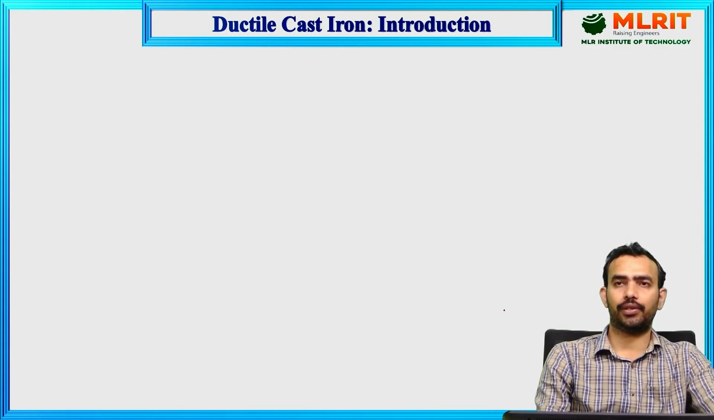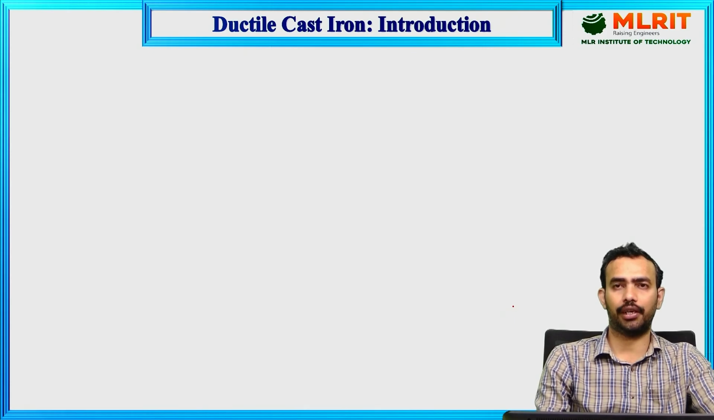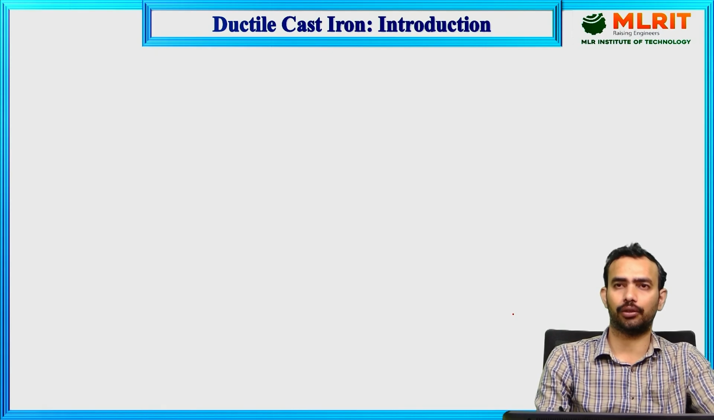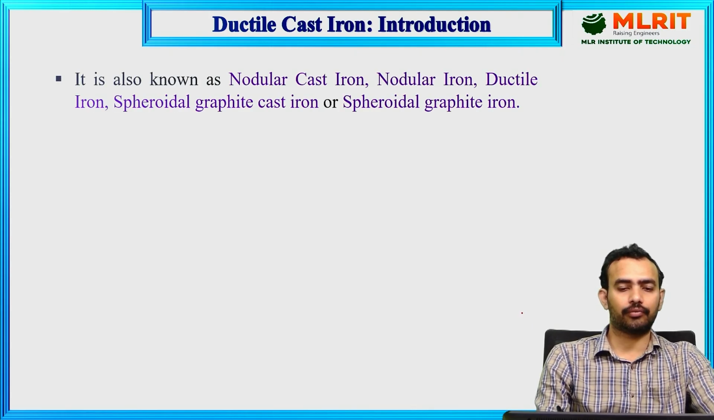In the previous class, we talked about grey cast iron. If you recall the microstructure of grey cast iron, it comprises graphite flakes, and we have discussed that graphite flakes will define the properties of the material. That includes high compressive strength and low tensile strength, good vibration damping characteristics, and things like that.